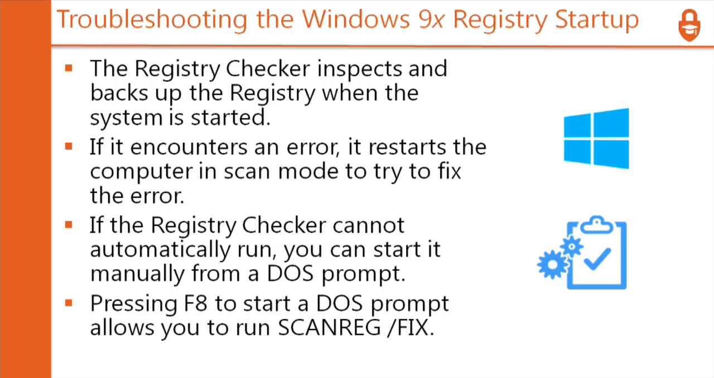So troubleshooting the Windows 98 registry startup. Okay, you're going to see some test questions out of here for sure. So the Windows 9X registry startup: the registry checker inspects and backs up the registry file when the system is started. If it encounters an error, it restarts the computer in scan mode and tries to fix it. If the registry checker cannot automatically run, you can start it manually from a DOS prompt.